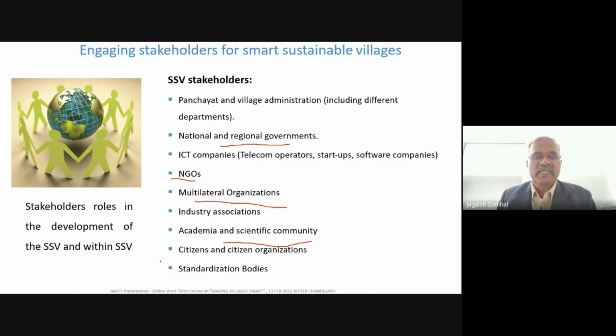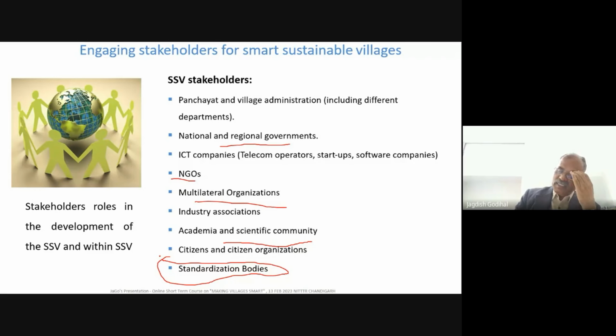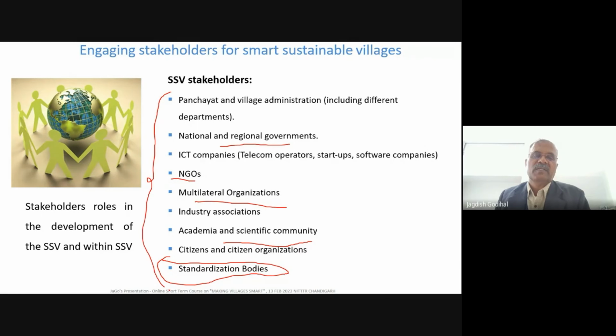Then standards bodies are required, because when I am using all these electronic gadgets, whether IoT, servers, or connectors, everything must be standardized by these bodies. So these are all the stakeholders for our smart villages.